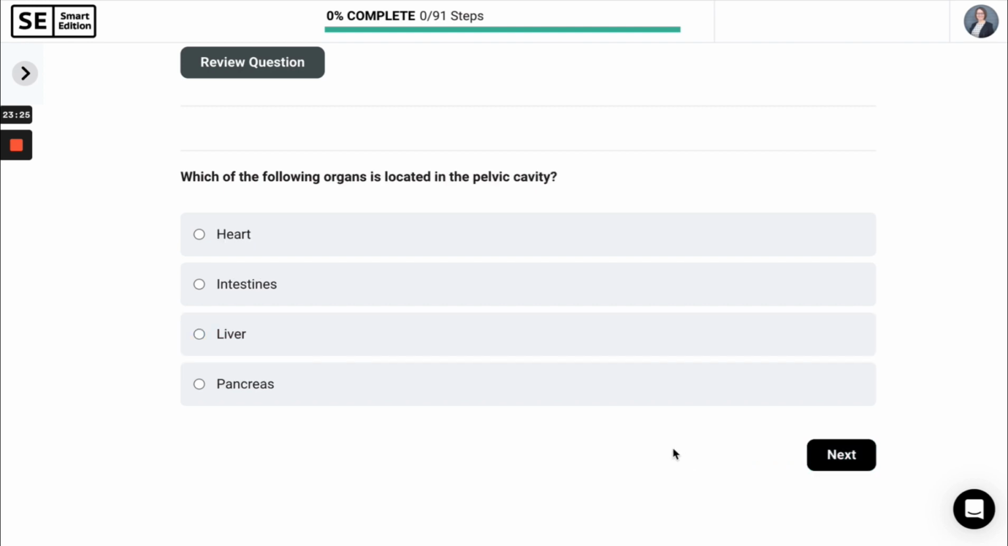Which of the following organs is located in the pelvic cavity? Is it the heart, intestines, liver, or pancreas?